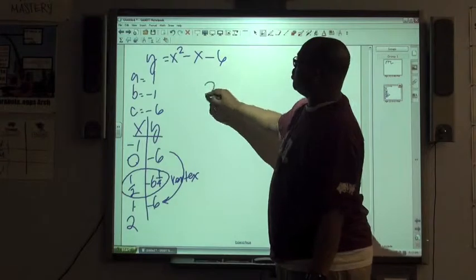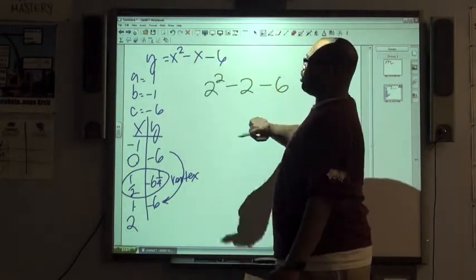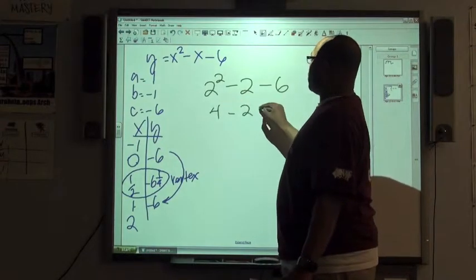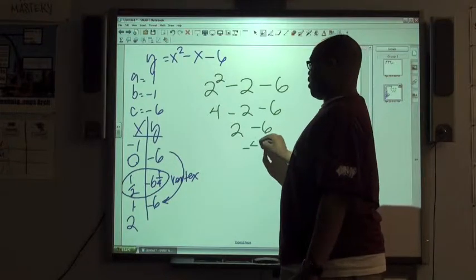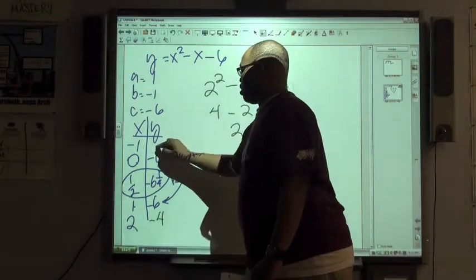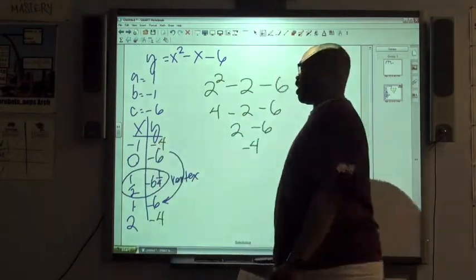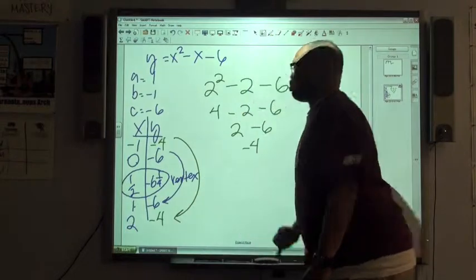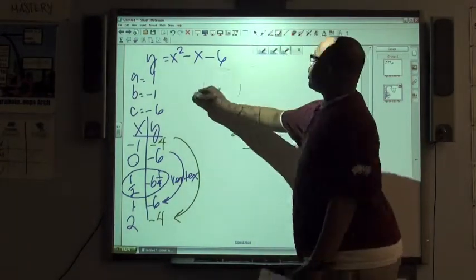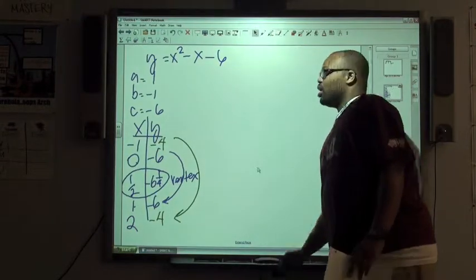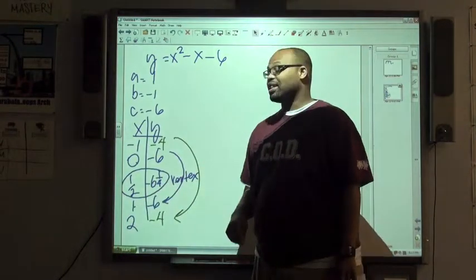All right, let's put in 2. 2 squared minus 2 minus 6. I'm using this equation here. That's 4 minus 2 minus 6. That's 2 minus 6, and that's a negative 4. So 2 would go to negative 4, and so would negative 1 go to negative 4, using symmetry. It's very important if you're going to use symmetry that you use integers that are of equal distance away from your axis of symmetry.